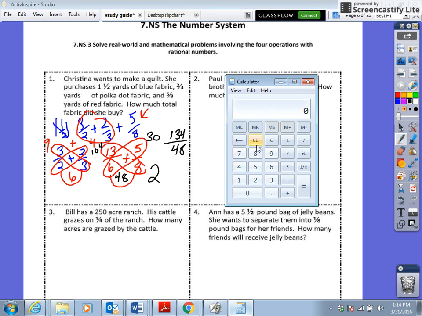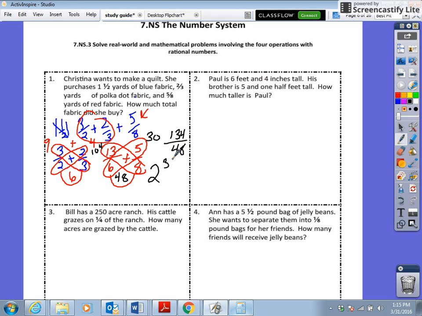So I'm going to say 2. 48 times 2 was 96. So I'm going to subtract 134 minus 96, and I have 38 left over. So I'm going to come over here and have 38 over 48 left.